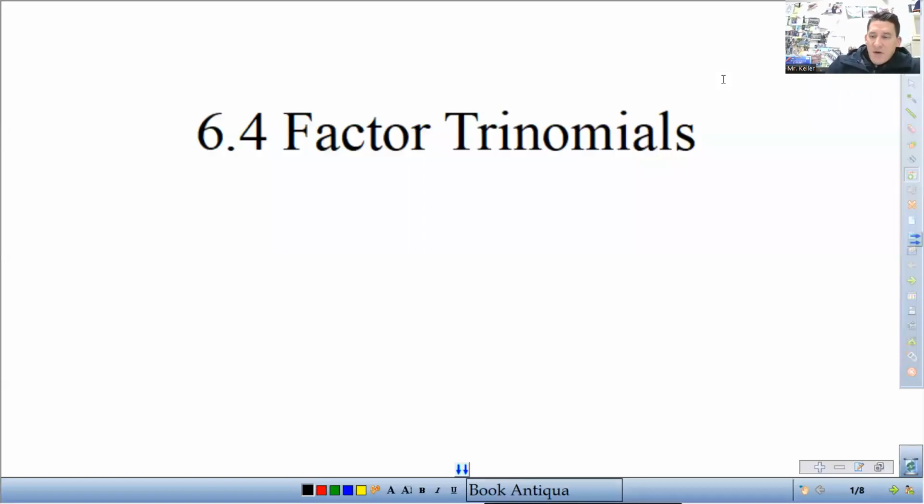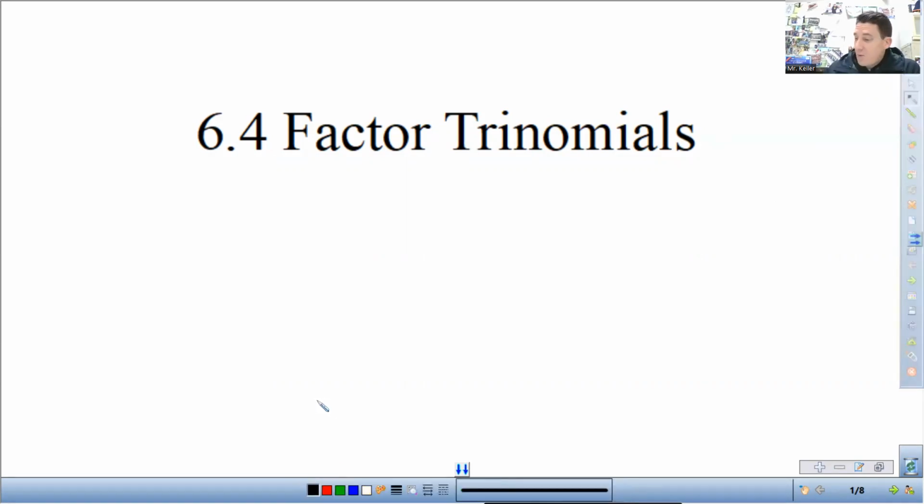All right, IM3 classes. Moving on with our factoring, we're gonna do a bit of a review of factoring trinomials. You may remember this from IM2. If not, that's okay. That's why we're going over it again.